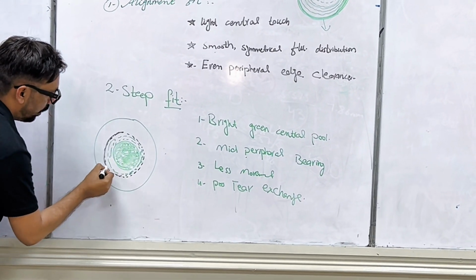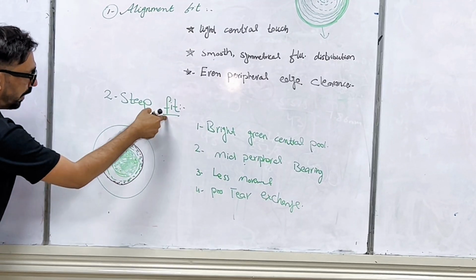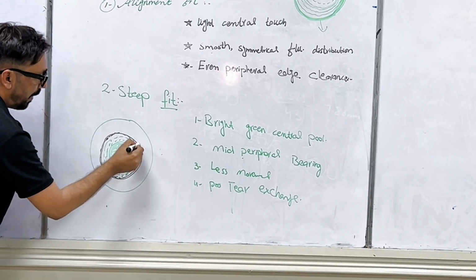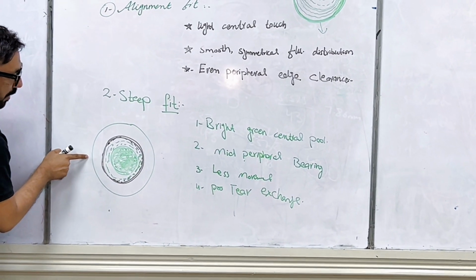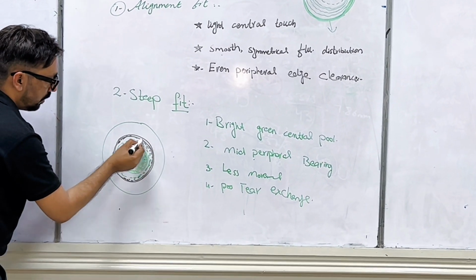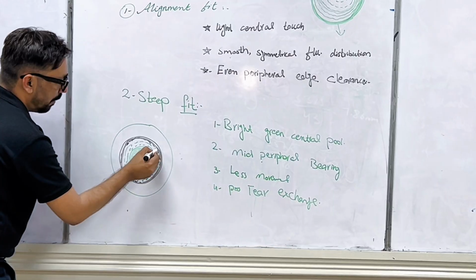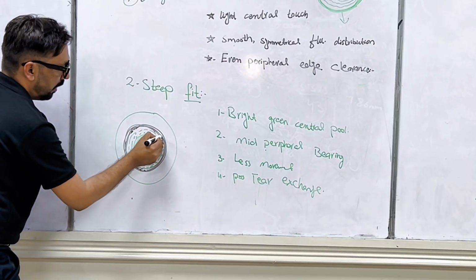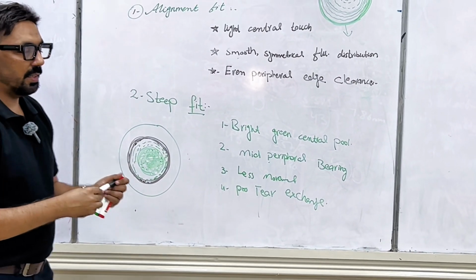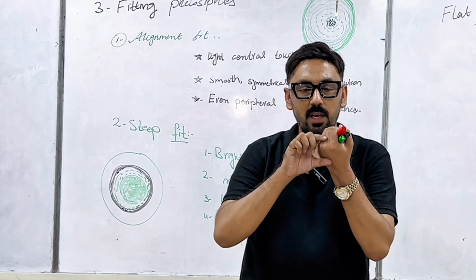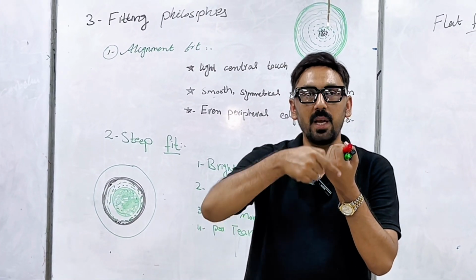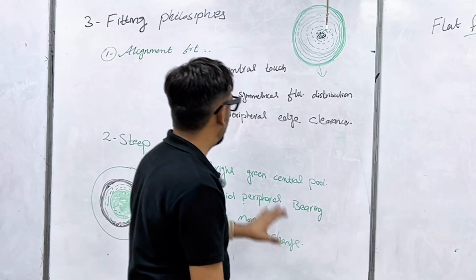This black area. So the lens will touch. In steep fitting, the lens will touch at the mid periphery. This is center, this is mid periphery, and this is periphery, right? So the RGP lens will touch the cornea at the mid periphery at this point. So what is the characteristic of the steep fitting now? There will be more pooling in the center, in the apical area, and there will be a blackish area of bearing at the mid periphery, right? So this is called the steep fitting.